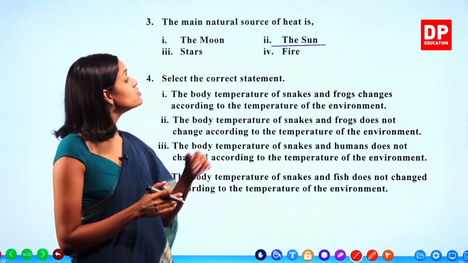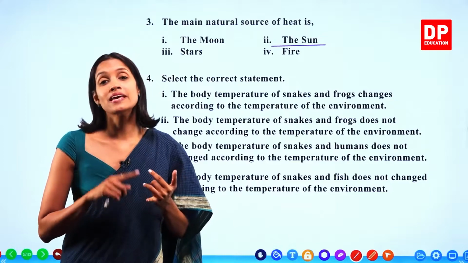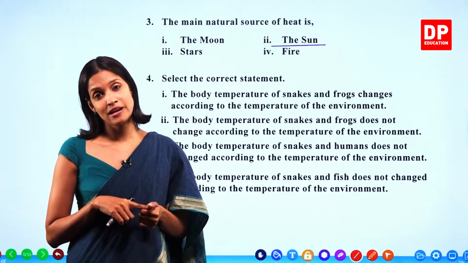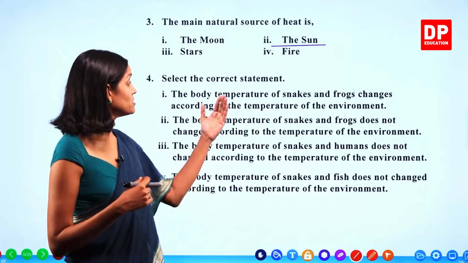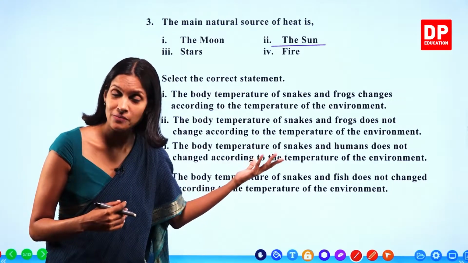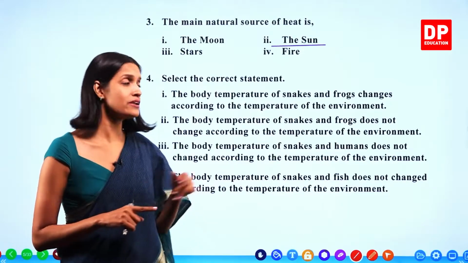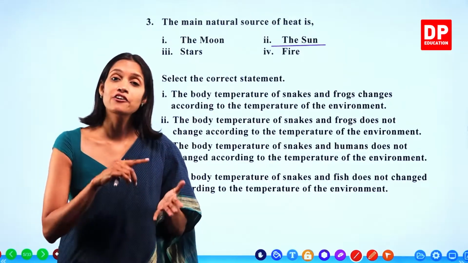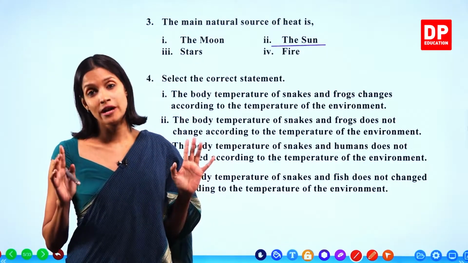Right, children? So who comes under the warm-blooded animals, children? Mammals and birds come under the warm-blooded animals. And who comes under the cold-blooded animals? The animals who change the body temperature according to the environmental temperature. So who are the cold-blooded animals? We learned that fish, reptiles and amphibians come under the cold-blooded group.